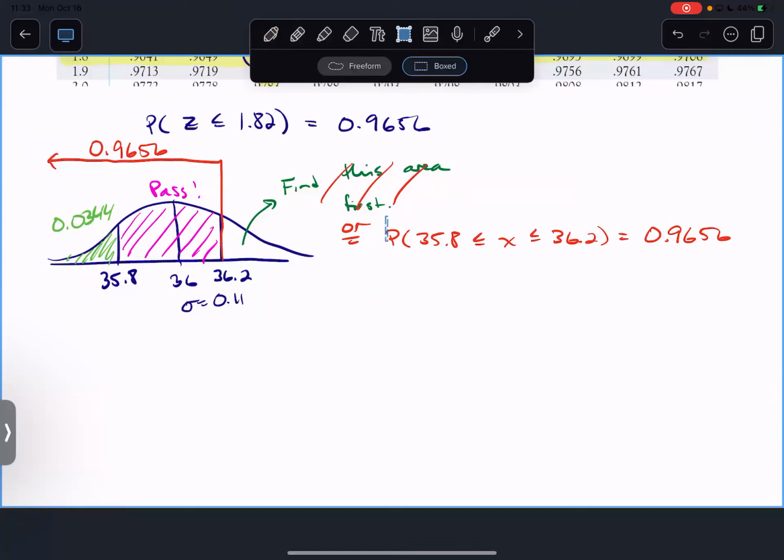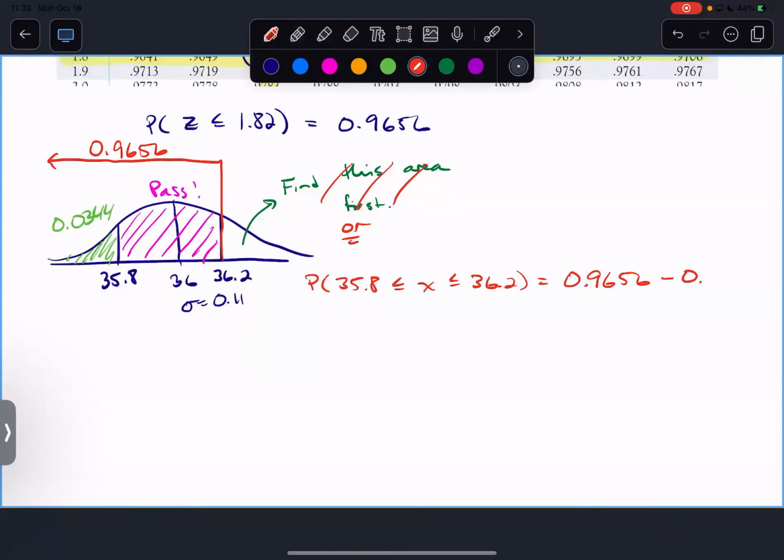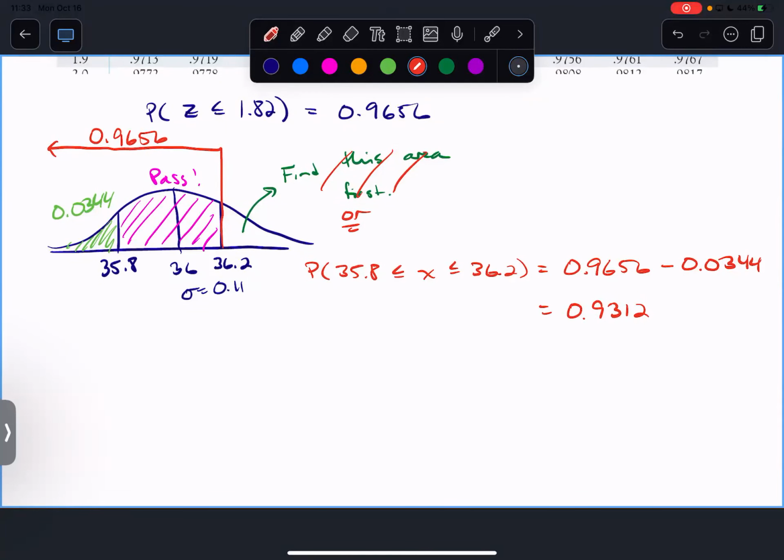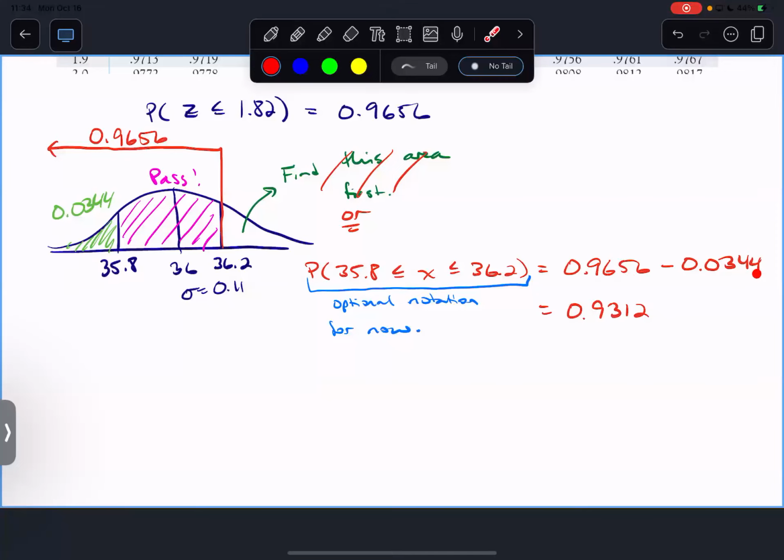0.9656 minus 0.0344, 0.9312. This notation is optional notation for now. What could you say instead? In words, you could say the probability of passing the quality control inspection is 0.9656 minus 0.0344, right? 0.9312. Right?